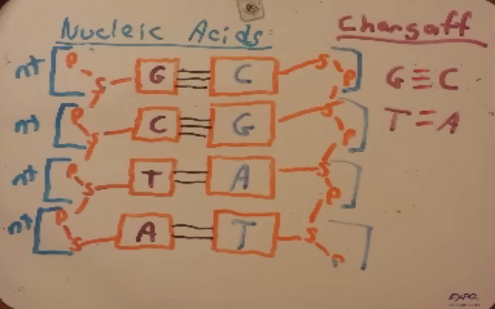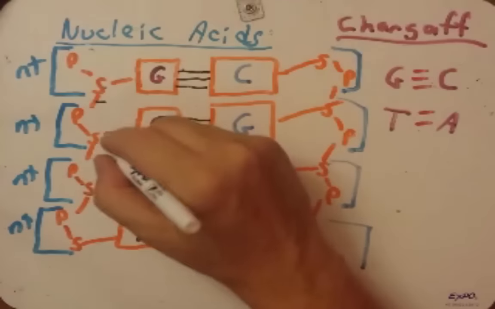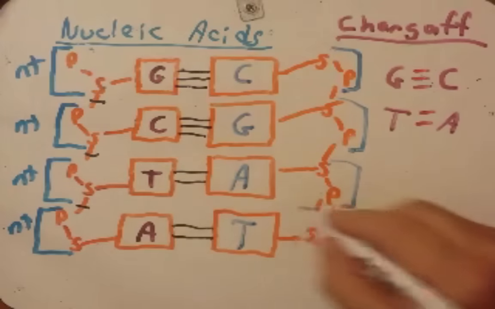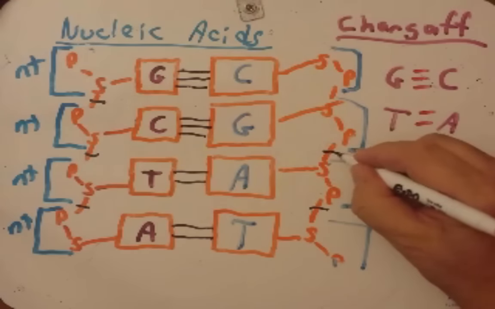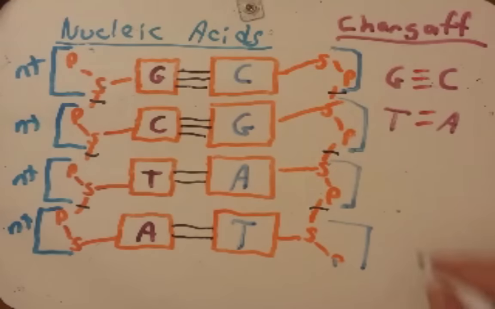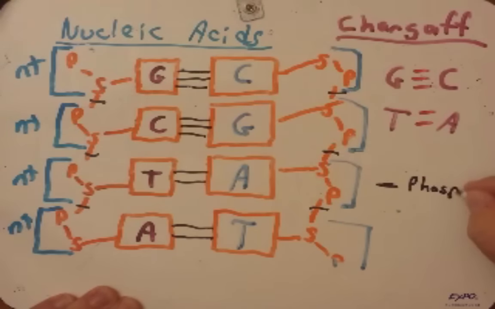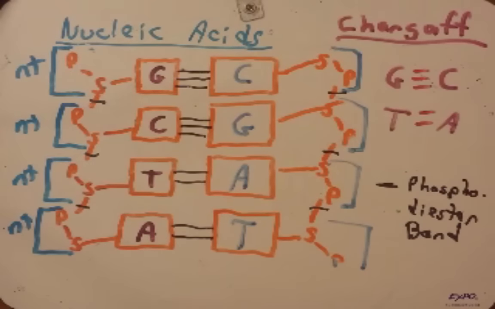Another side note, remember right here, these are our phosphodiester bonds. I'm just going to make a little line by here everywhere there's a phosphodiester bond. It's always between the sugar and the adjacent phosphate of the next nucleotide. So here I'm just going to draw a black line and say phosphodiester bond.